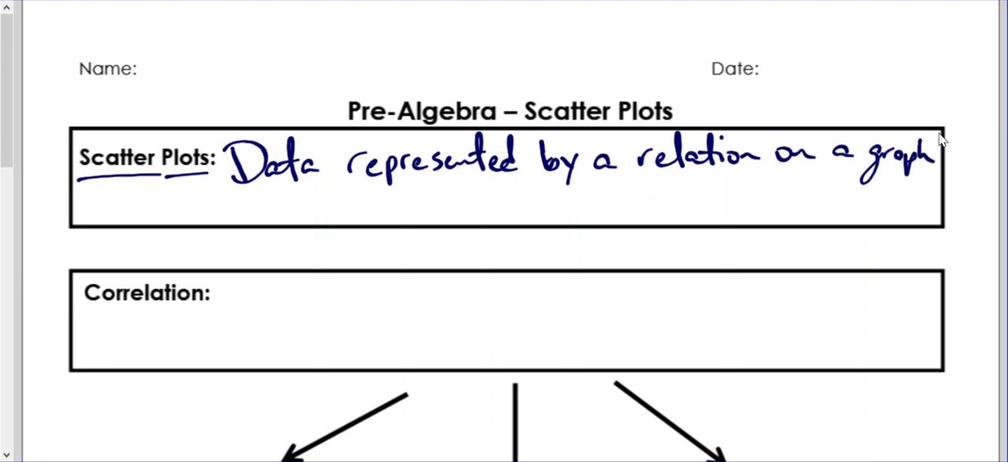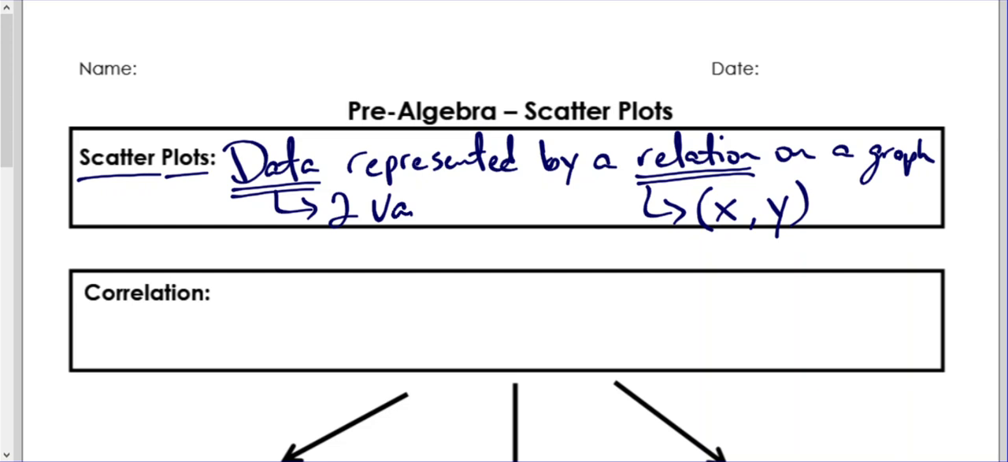And what that really means, a set of data is really just a list of numbers. It's just a set of numbers. But the relation is the important part here. A relation always represents a set of x and y pairs. So the data in this case actually represents two variables. So a scatter plot is really just a set of ordered pairs on a graph.